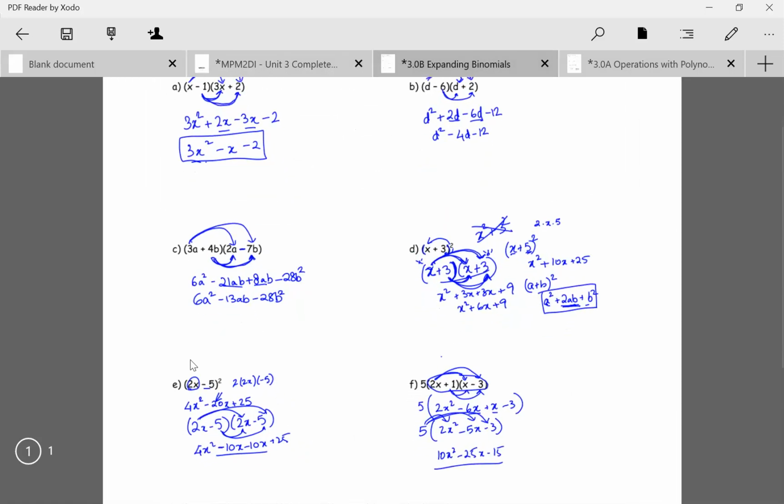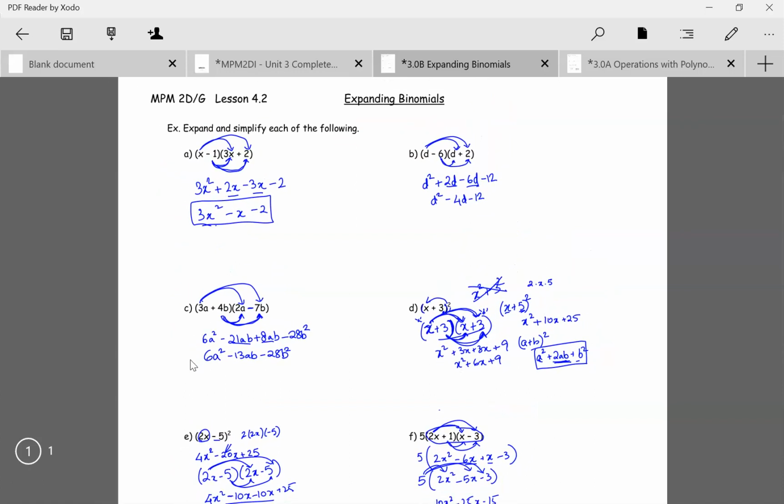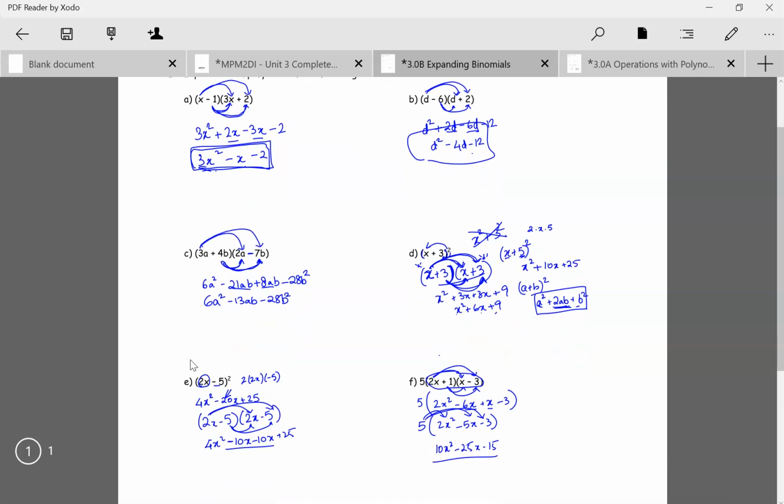If you take a close look at all our answers we got when we expanded binomials, which is 2 times a 2, we always got a trinomial answer. This was 3 different terms. We had an x squared, x, constant, d squared, d, constant, a squared, ab, b squared, and again x squared, x, constant term.